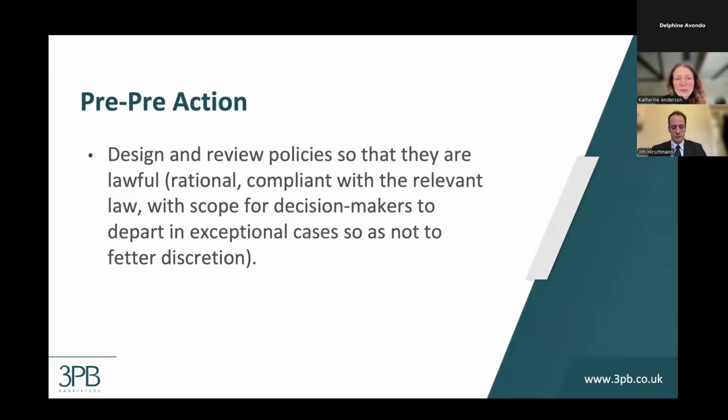What can local authorities be doing pre-action, before there's any intimation of a judicial review claim, to avoid them or to defend them better if they come? Perhaps obvious, but designing and reviewing policies so that they are lawful is plainly a necessary step, making sure that they are rational and compliant with the relevant law, but that there is scope within them for decision makers to depart in exceptional cases so as not to fetter their discretion.